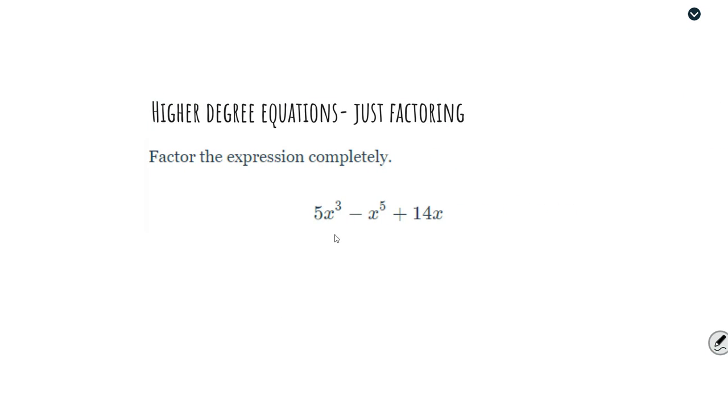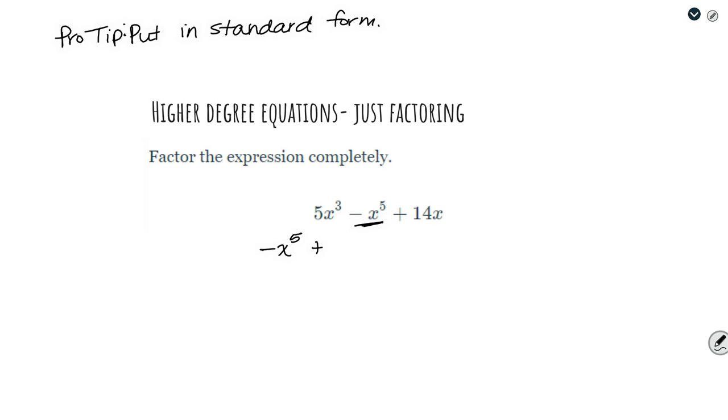Higher degree equations, more factoring. 5x cubed minus x to the fifth plus 14x. Now on this one, notice that the highest degree is not on the end. So here's a pro tip: put it in standard form. That means put the term that has the highest degree first. So that would be the negative x to the fifth, and then a positive 5x cubed, and then positive 14x.